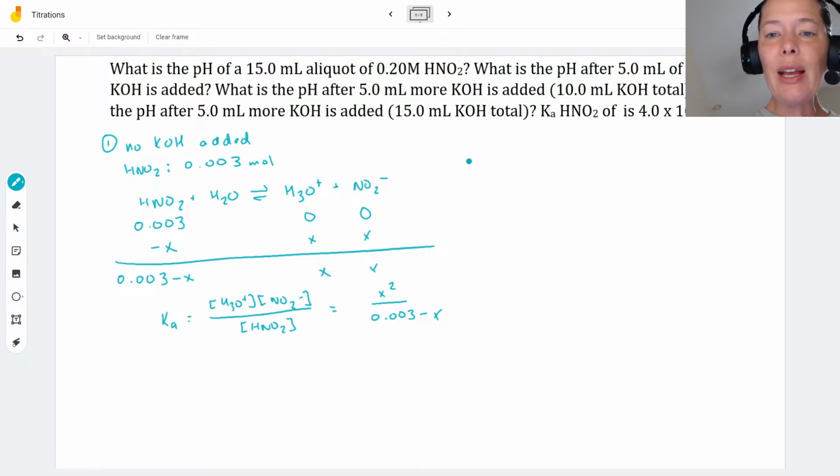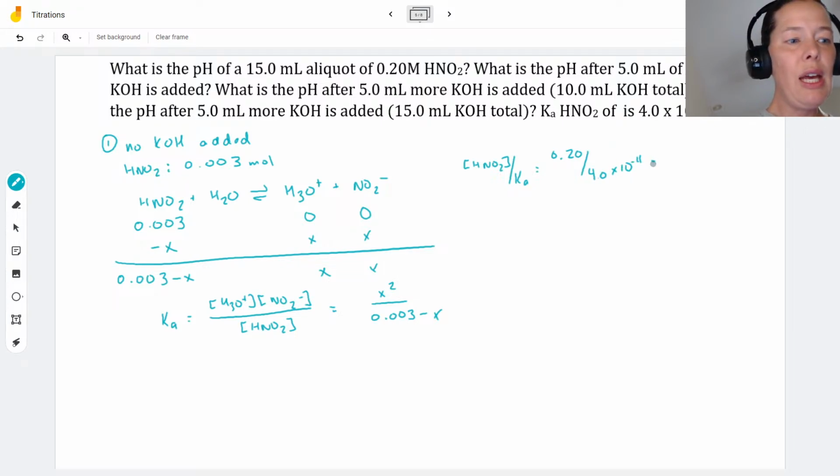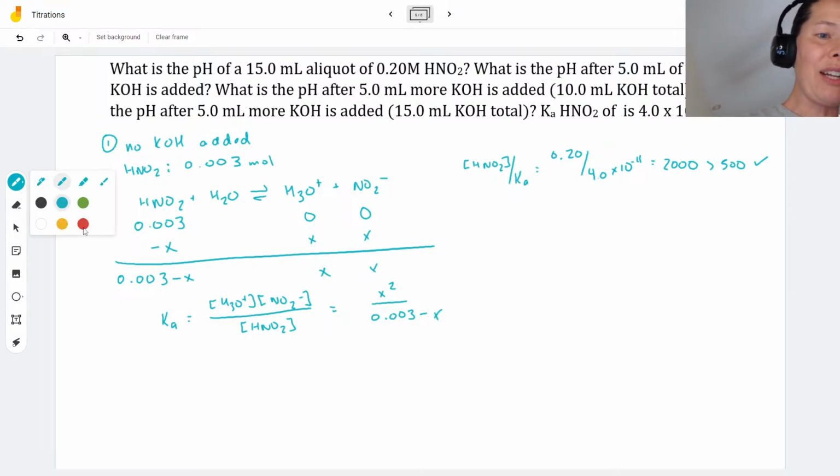So if I take my initial concentration of nitrous acid over my Ka, that is 0.2 divided by, here's my Ka, 4.0 times 10 to the negative fourth, and I get 2,000 for that. Now what I want to check is if that is greater than 500, and yes, that's definitely greater than 500, so I'm going to give this a check. That means that I can drop this minus x, so I'm actually just going to write through it, so I don't have to mess with that anymore.